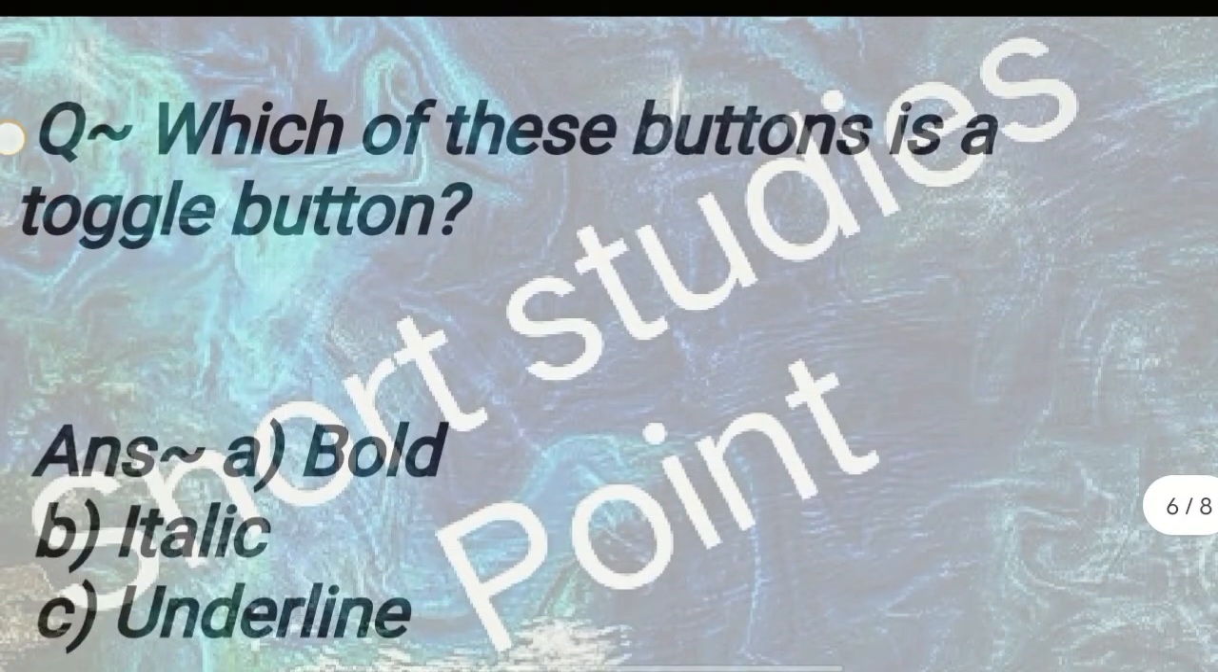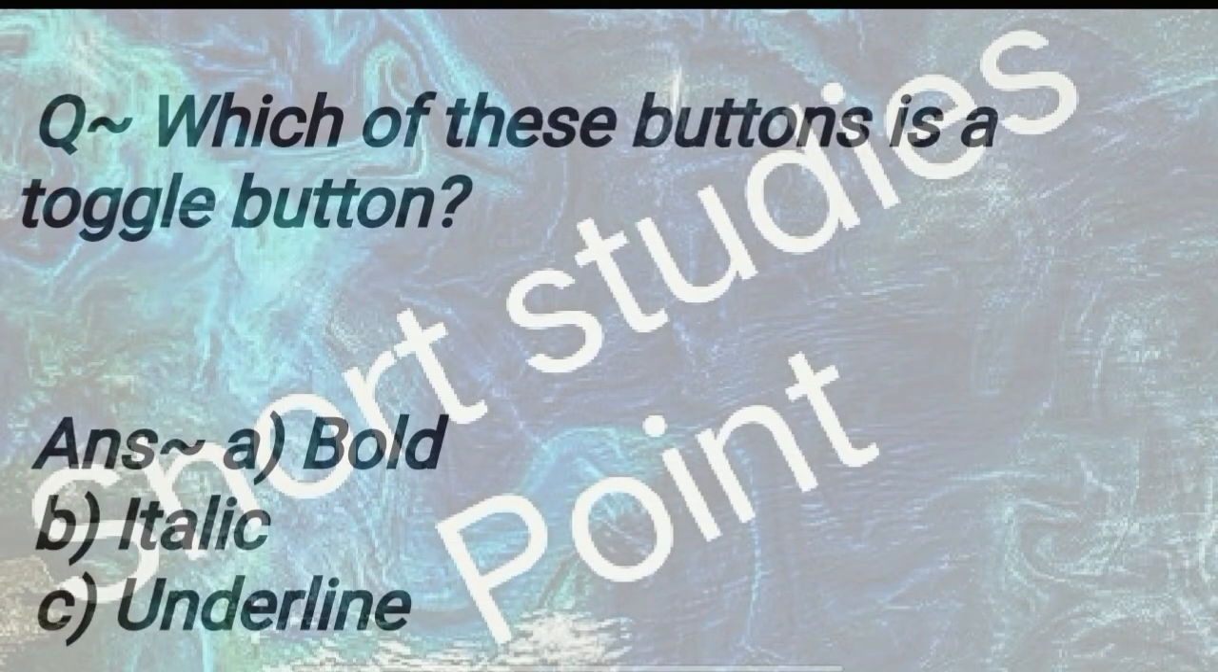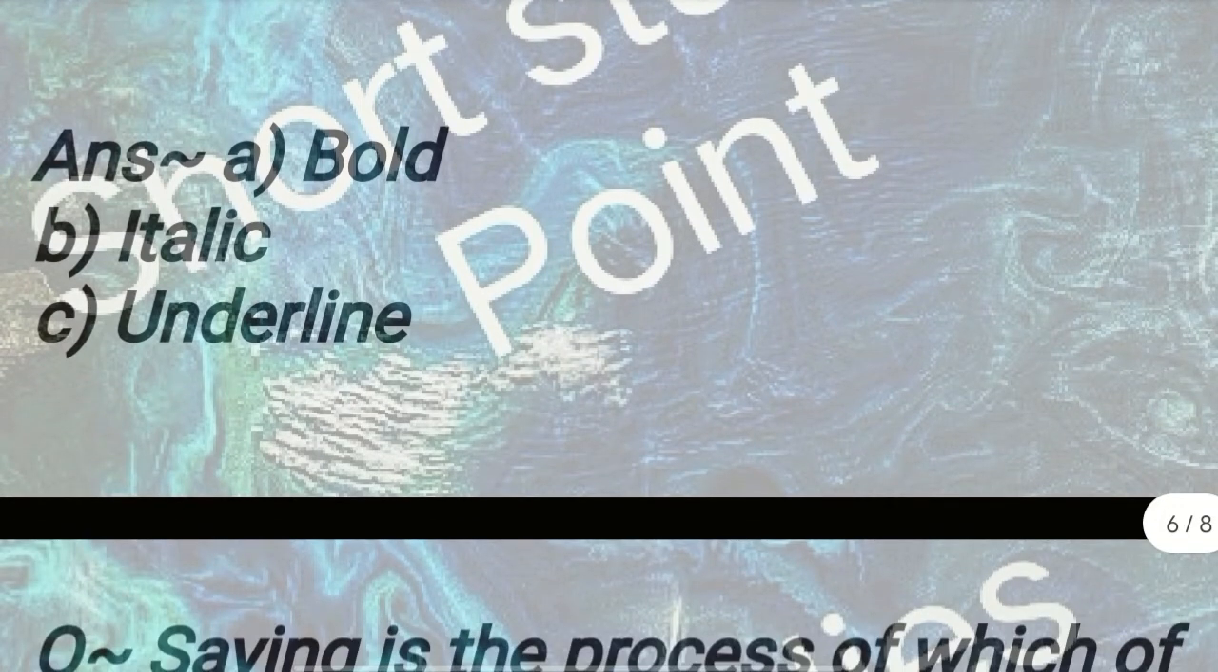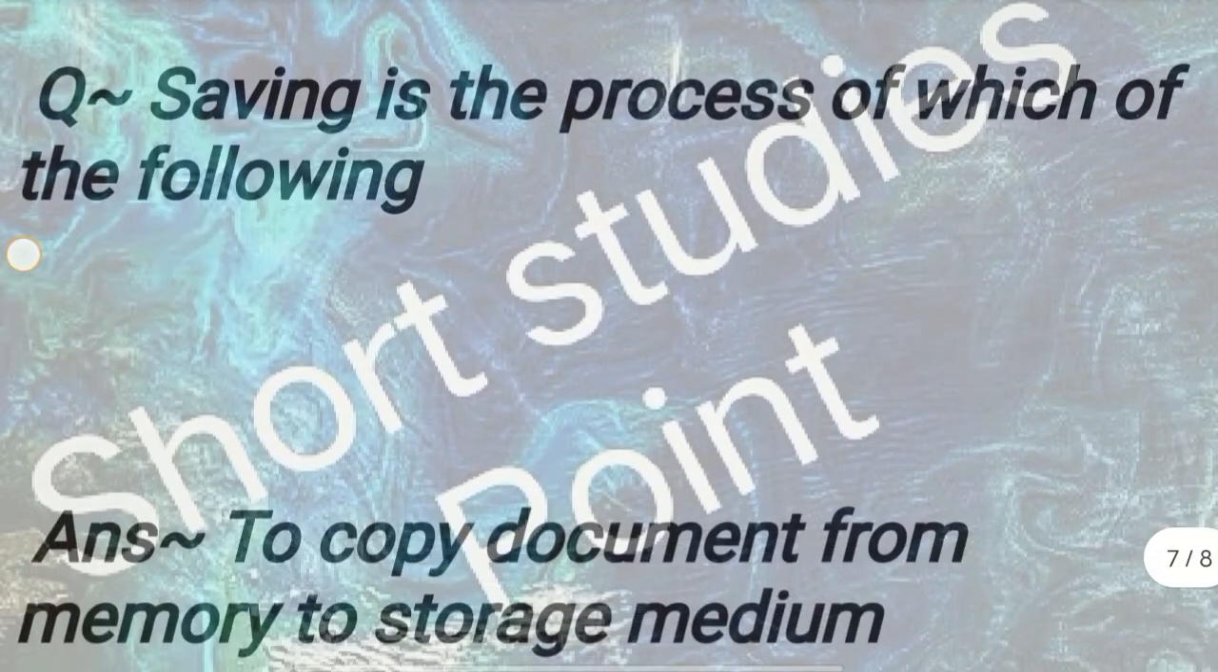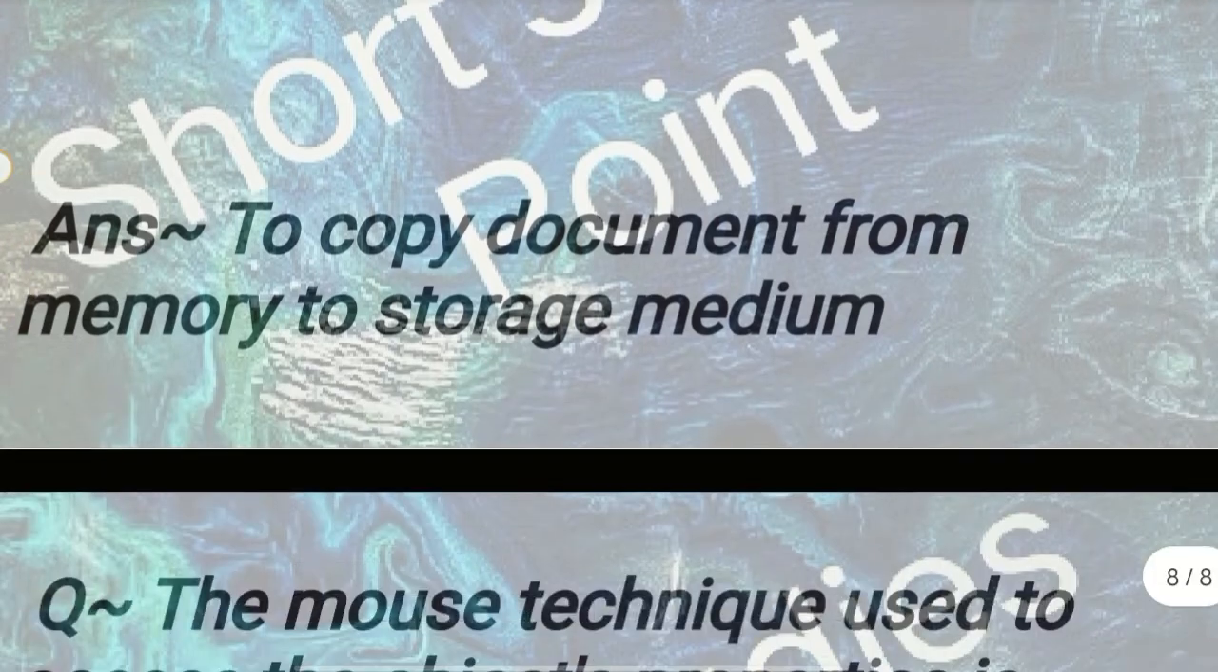Next question: Which of these buttons is used as toggle buttons? Answer: Bold, italic and underline. Next question: Saving is the process of which of the following? Answer: To copy the document from memory to a storage medium.